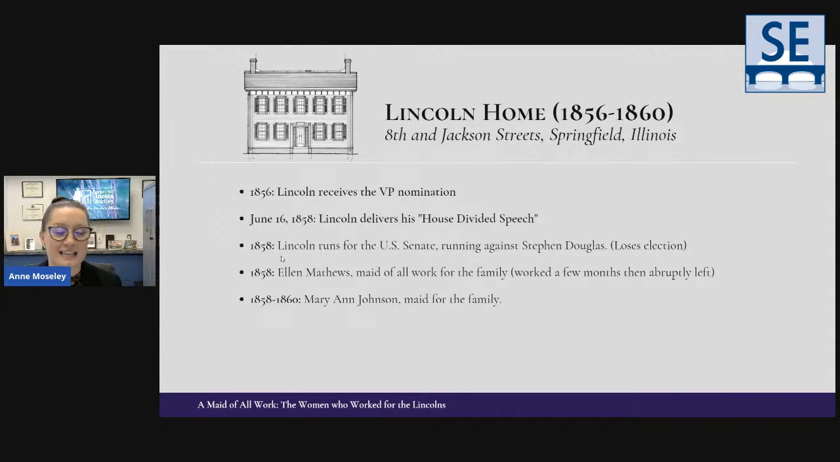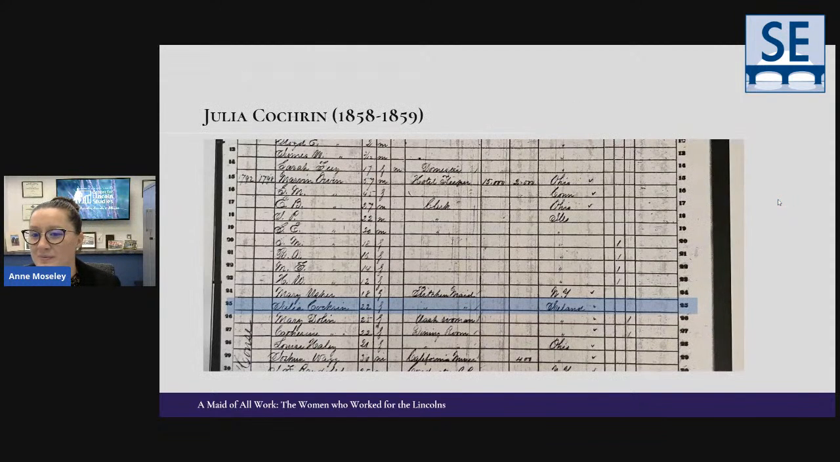After Lincoln's death in 1865, a lot of these maids decided to contact newspapers to tell their own Lincoln story, and Ellen was one of those women. You also have Mary Ann Johnson, who becomes a maid for the family, and she joins towards the tail end of the Lincolns' time here in Springfield.